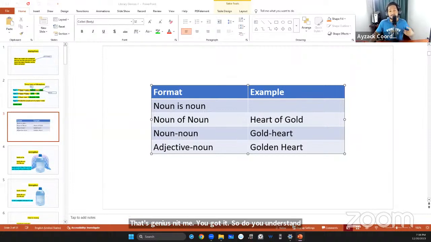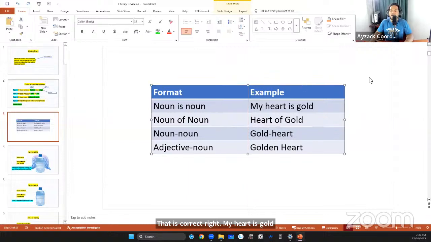When you pull out examples from real life, you could learn literature a lot more easily. It is not complicated at all. And you easily remember if you pull out examples from real life. Hopefully you guys will start learning literature like this from now on. Noun is noun. How about this? My heart is gold. That is correct, right? My heart is gold. Do you understand?